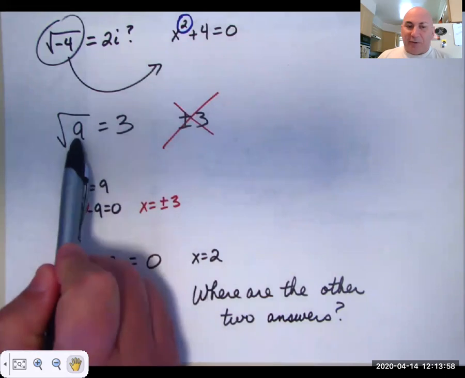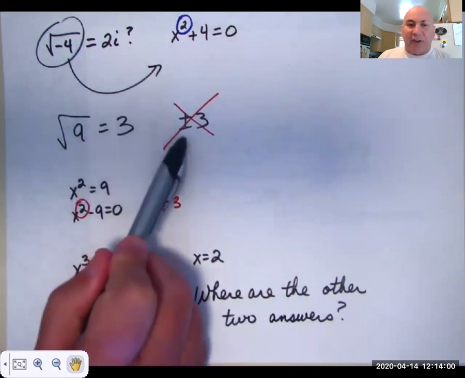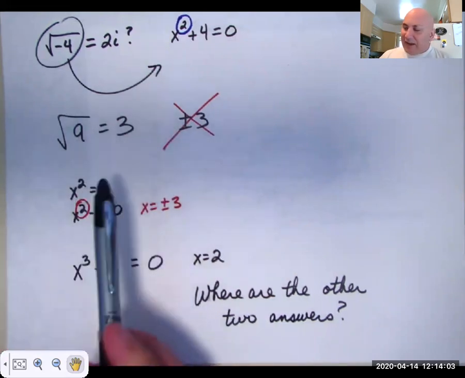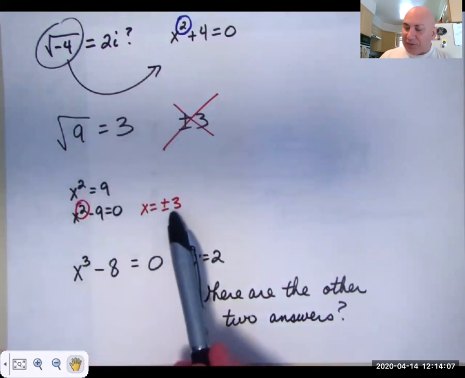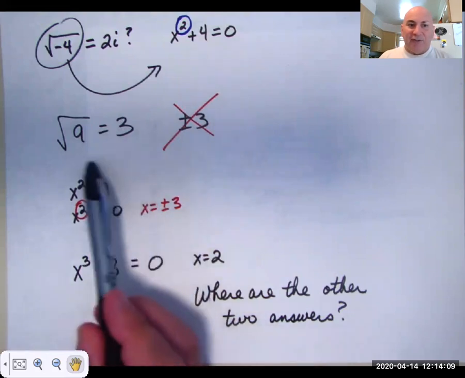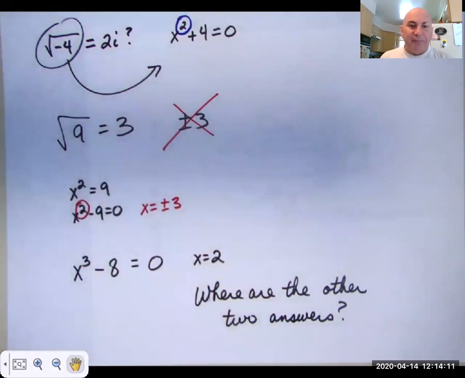Similarly, if you take the square root of 9, you only get 3. You don't get plus or minus 3. x squared equals 9 has two answers, and those are plus or minus 3, but the square root of 9 is only 3. Now, here's an interesting problem.